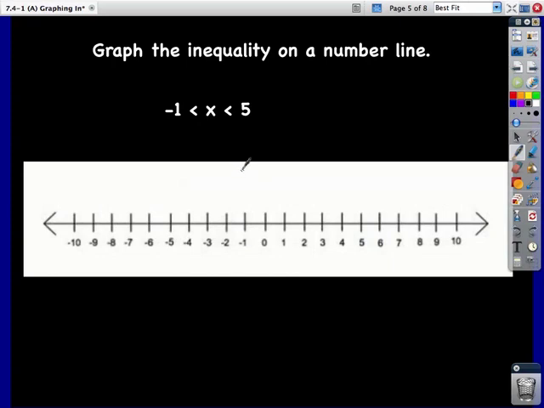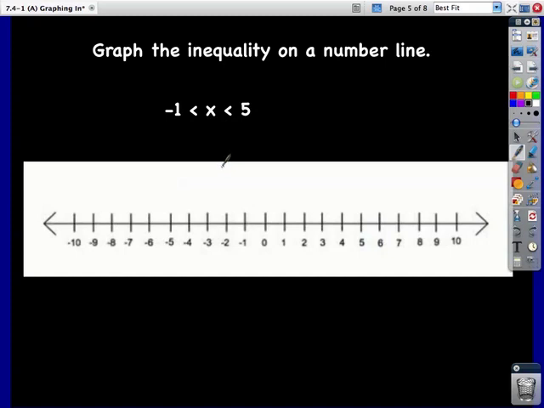This one gets a little bit more complex because there's actually 2 limits on x now. So this is the way we read this. X is not only less than 5, but it's greater than -1. Okay? That's why the x is in the middle. It's saying it's greater than -1, but it's less than 5.